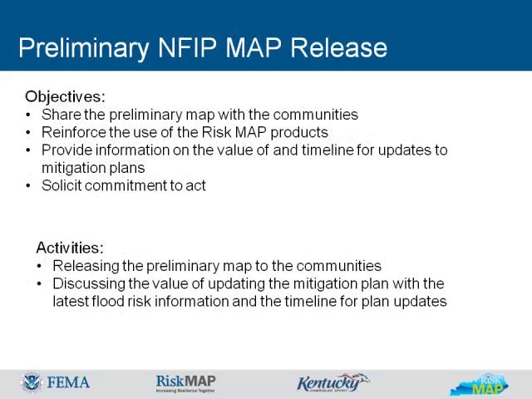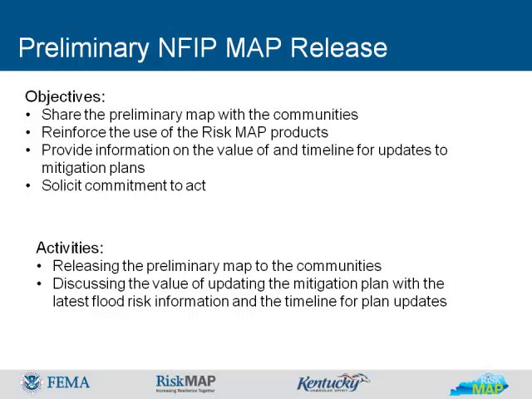For RiskMAP projects that include regulatory products, the FIRM and FIS report, the preliminary map release and mitigation planning phase will occur. The objectives of the preliminary map release and mitigation planning phase are to share the preliminary map with the communities, reinforce the use of the RiskMAP products, provide information on the value of and timeline for updates to mitigation plans, and solicit commitment to act.